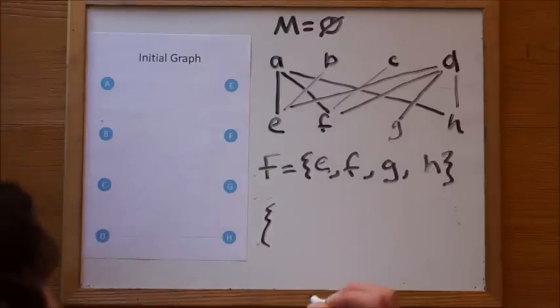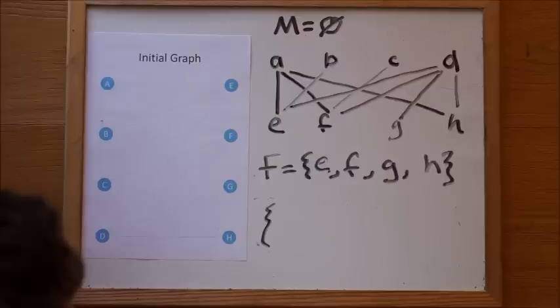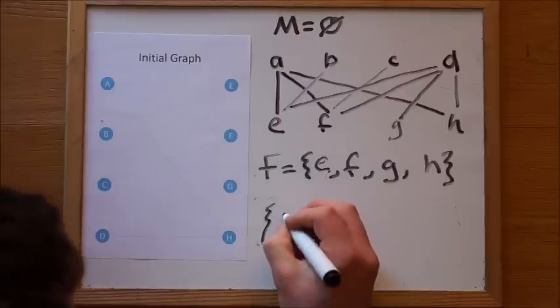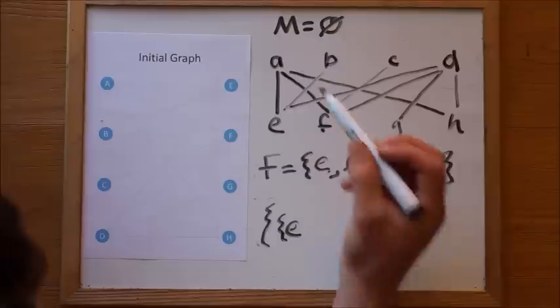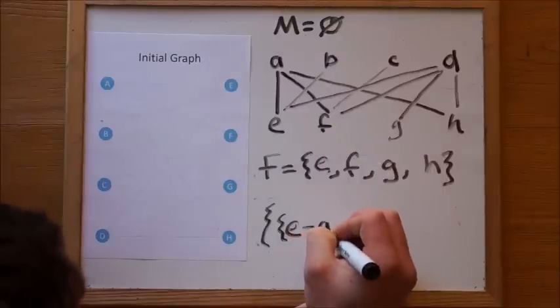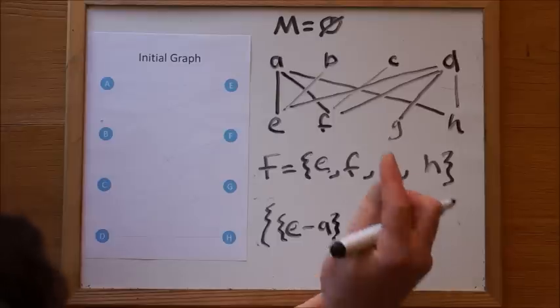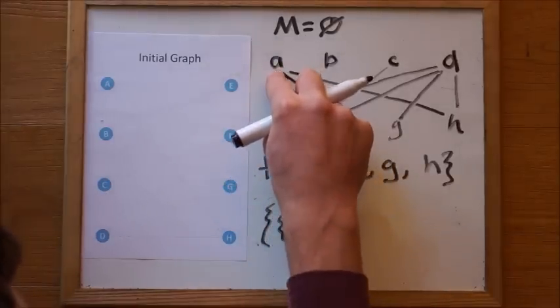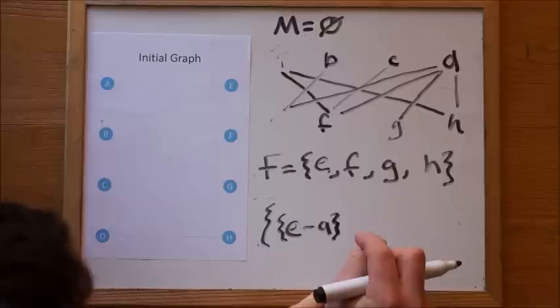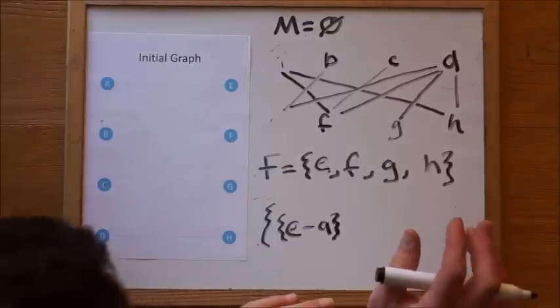We're making a set of paths. The first path we're going to look at E. And we're going to use this edge to get to A. And then we're done. Remember, we have to delete all the nodes and edges that we use. And also the vertices left free hanging.